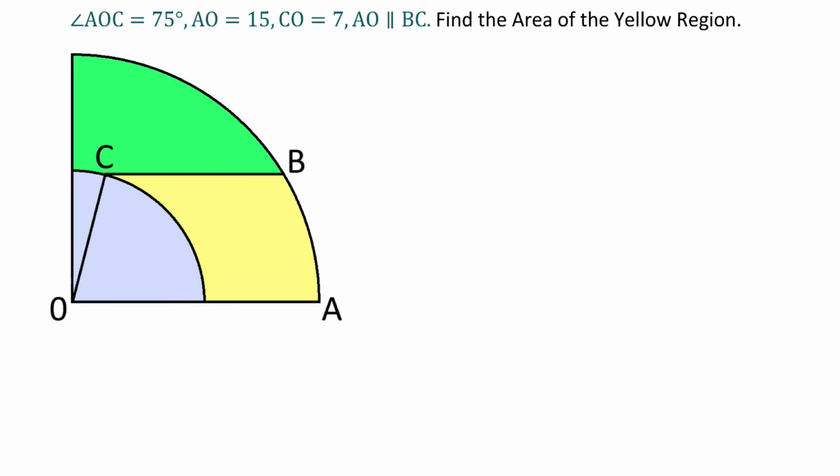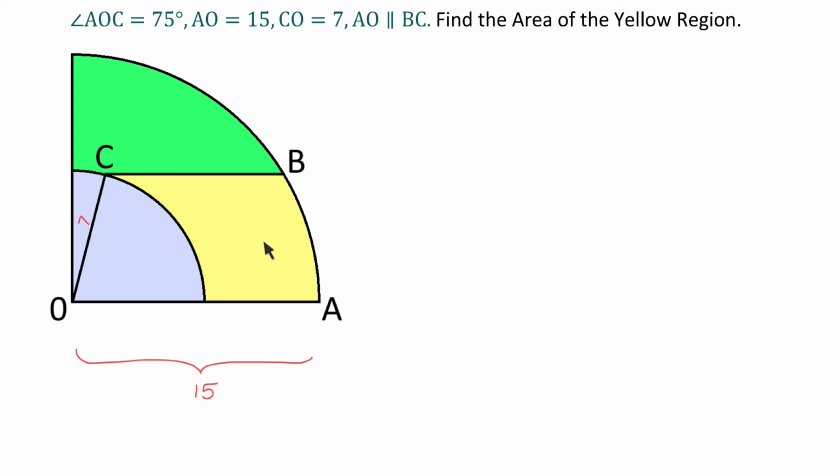Hello. In this figure, we have two quarter circles with the center at point O. The radius of the larger quarter circle is 15 units, and the radius of the smaller quarter circle is 7 units. The angle AOC measures 75 degrees, and AO is parallel to BC. We need to find the area of the yellow region.